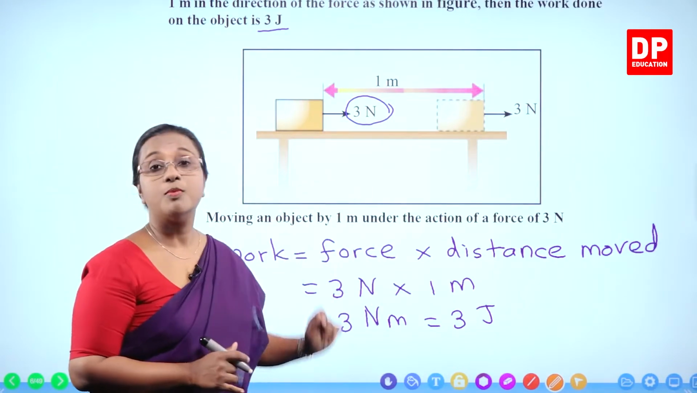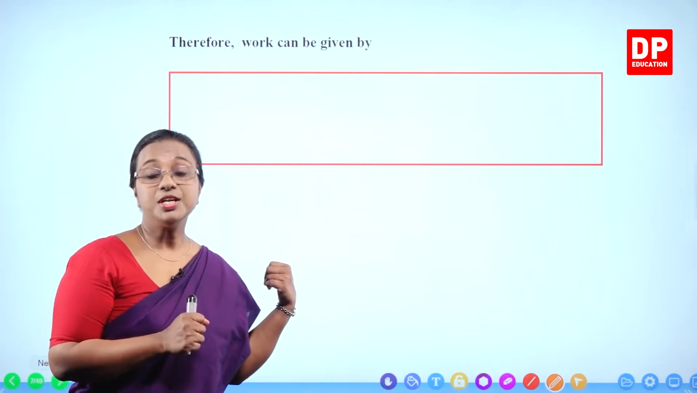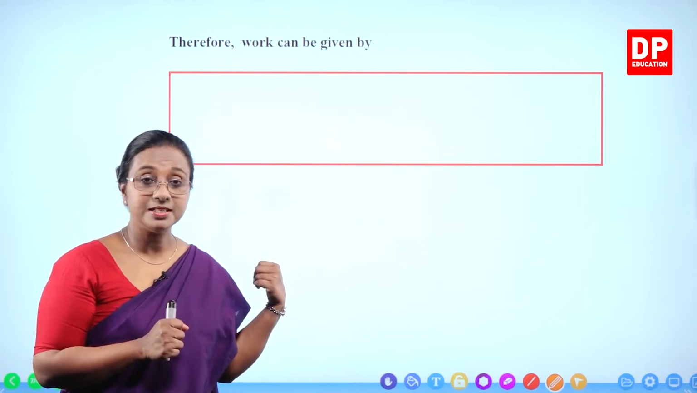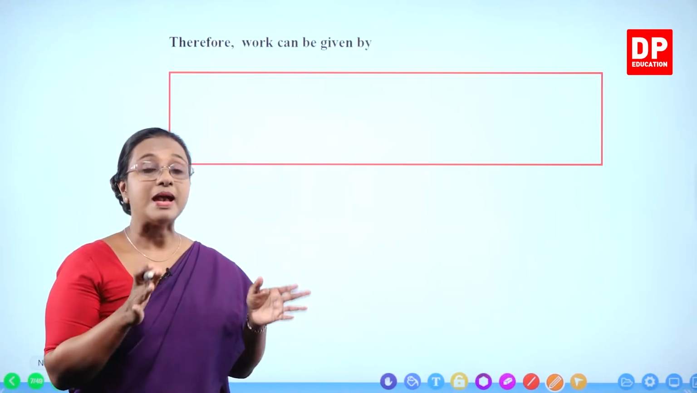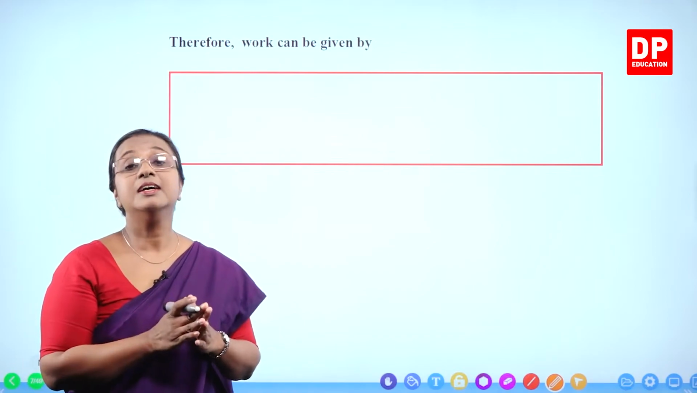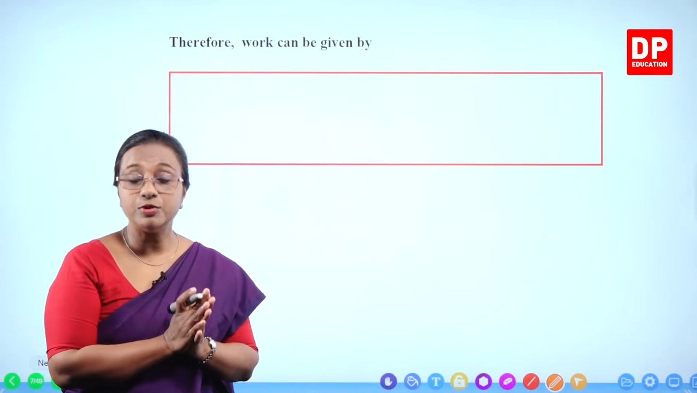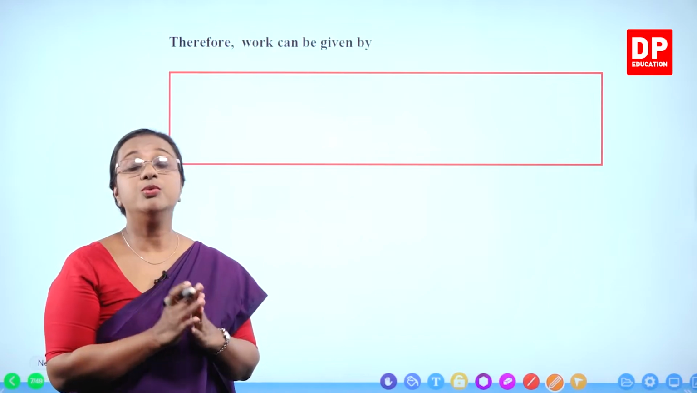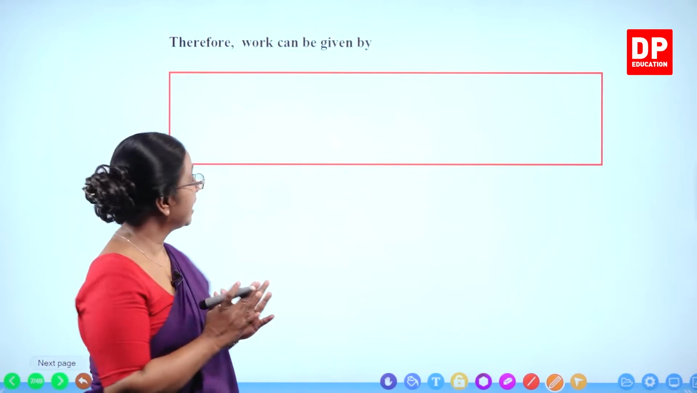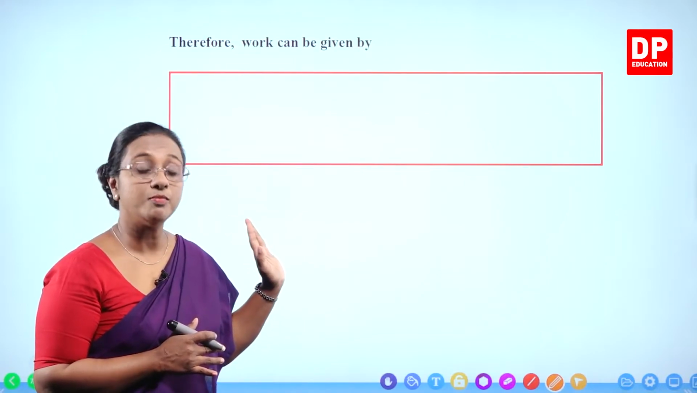Then I'll move on to the next slide. Therefore, work can be given by the equation I told you all. What is it? We saw the relationship between work, magnitude of force and the distance moved by the object. When you multiply magnitude of force by the distance moved by the object, you get the work done. So that is the definition as well as the equation for work.